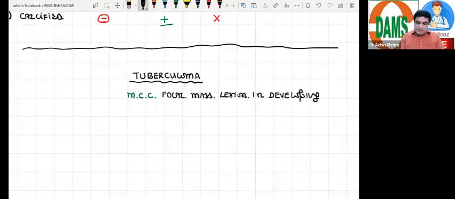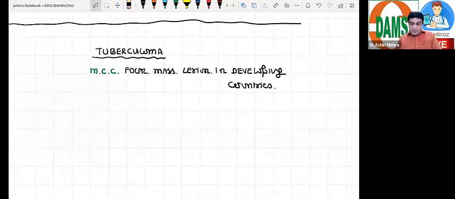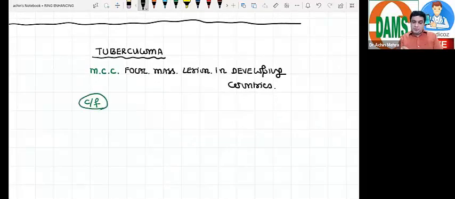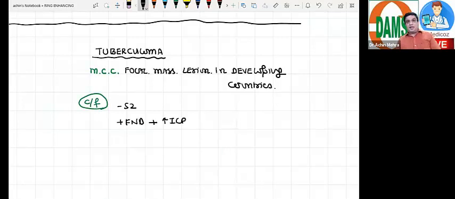So in the developing countries, if I look around, the focal mass lesion that I come across is more often a tuberculoma, right? Clinically, when a patient of tuberculoma comes to me, what are the symptoms? One, they come to me with seizure, focal neurological deficit, and all the signs and symptoms of raised ICP like headache, projectile vomiting, papilledema, and all that. Okay.